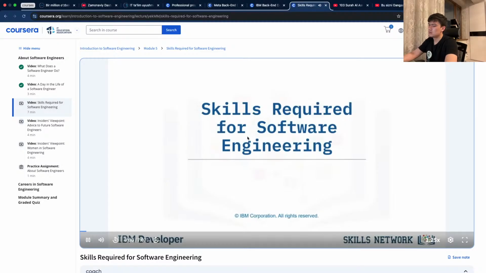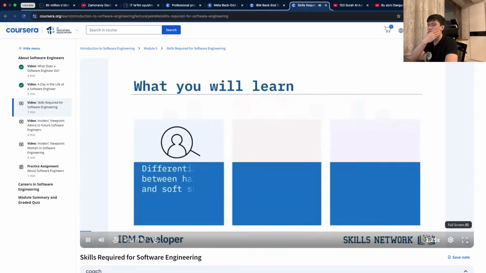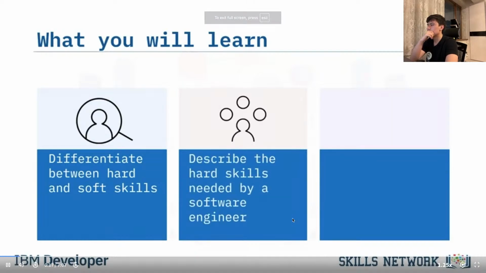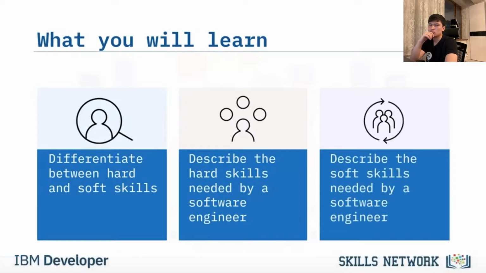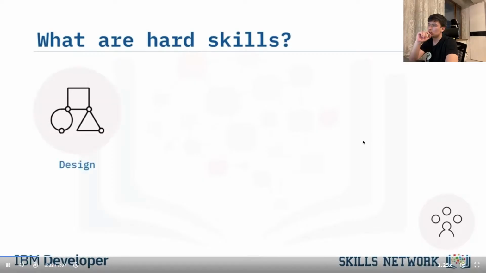Welcome to Skills Required for Software Engineering. After watching this video, you will be able to differentiate between hard and soft skills, describe the hard skills needed by a software engineer, and describe the soft skills needed by a software engineer. Hard skills are the practical skills needed to perform a particular role. So, for a software engineer, these will be the technical skills they need to design.